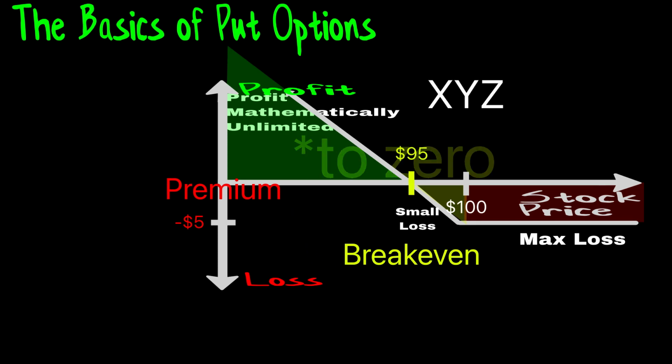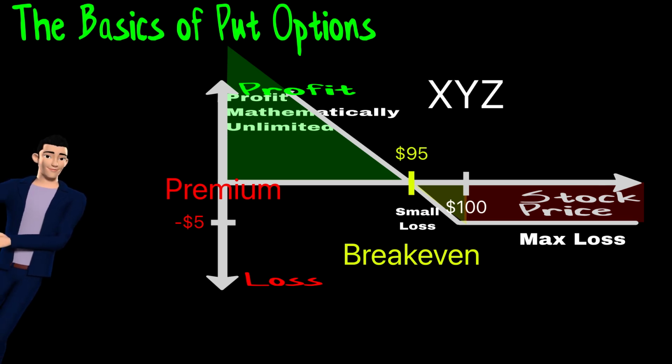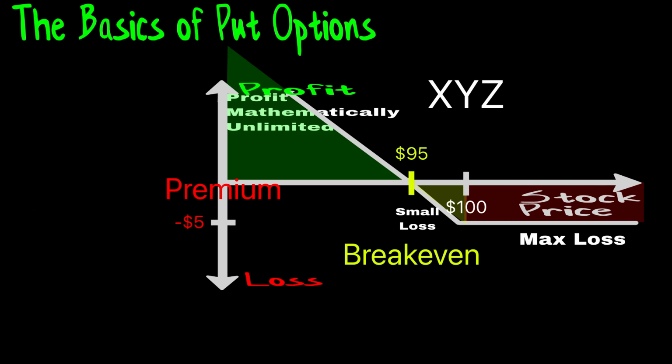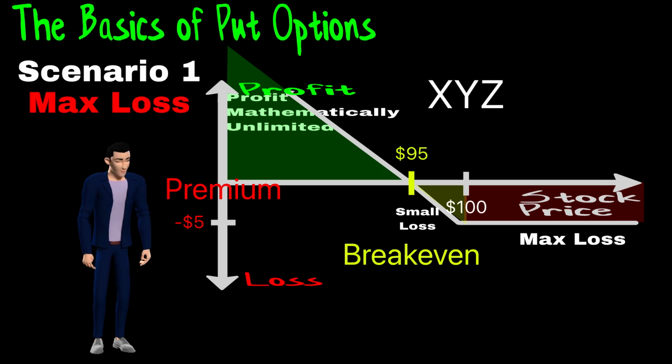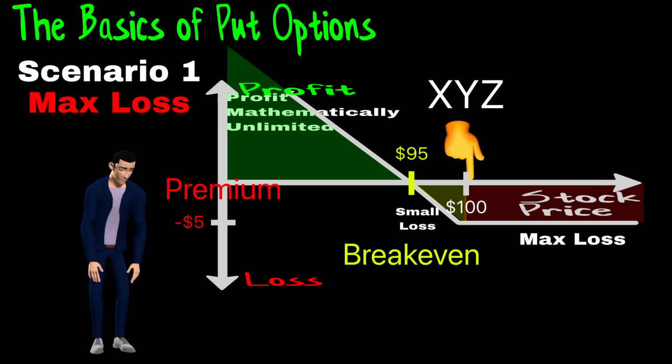Let's go back to Brad and look at 3 scenarios with the stock. Scenario 1, the lawsuit was immediately dismissed and the stock never dropped. Because the stock is still at the $100 strike price he bought, Brad lets his option expire for his max loss of $500, or what he paid.